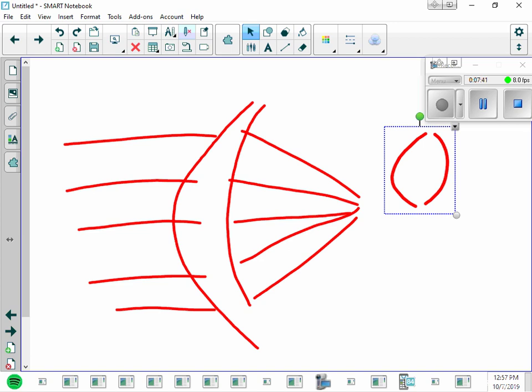So parabolas are extremely useful. We use them all the time. A satellite dish is like a three-dimensional parabola. It has a parabola in the x direction, and it also has a parabola in the y direction.